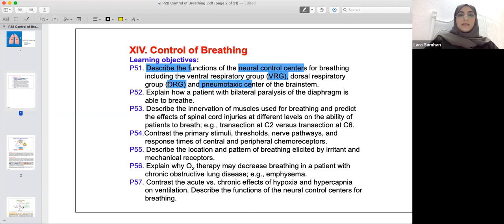In regards to the DRG, D stands for dorsal, which means posterior. In regards to the pneumotaxic center, pneumo basically means lung or breathing. So this is the meaning of the pneumotaxic center. Those three centers are available in the brainstem. Where's the brainstem? The brainstem is available in the central nervous system. Usually, the central nervous system is composed of two things: the brain and the spinal cord. In the brain, we have the cerebrum, the cerebellum, and the brainstem.